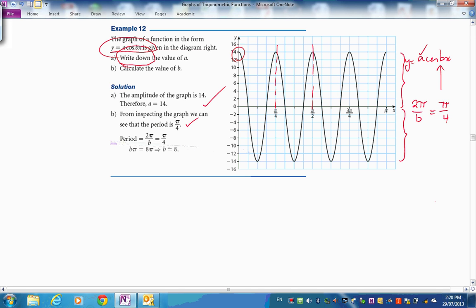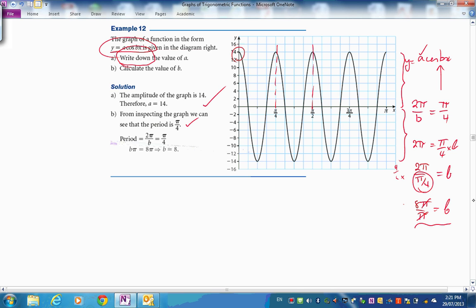Therefore, what can you do? Well, to get b, let's say 2 pi equals pi on 4 times b, multiplying both sides by b, and then dividing by pi on 4. This is best done particularly for the harder ones. So here, this comes to 8 pi on pi, right, division by a fraction. You invert and multiply, remember? So b would be 8.